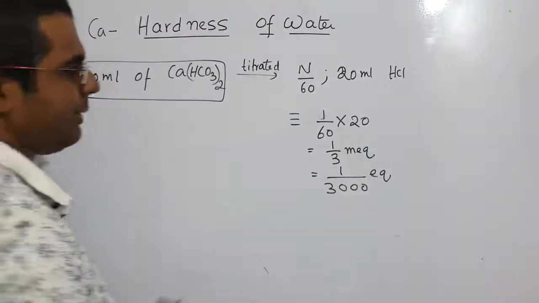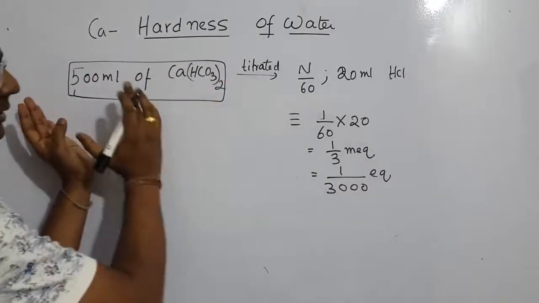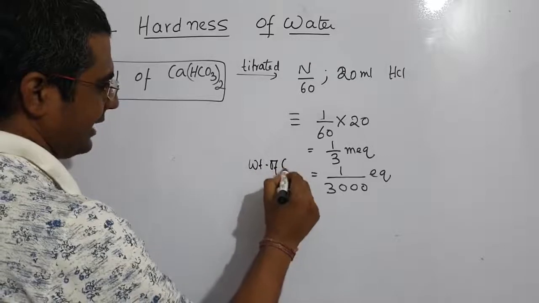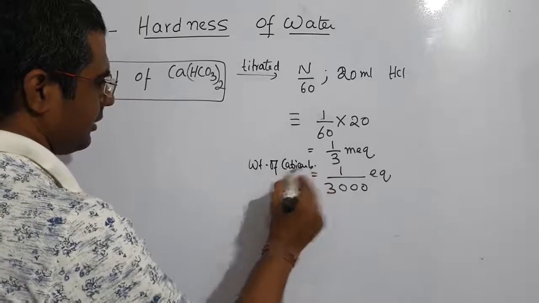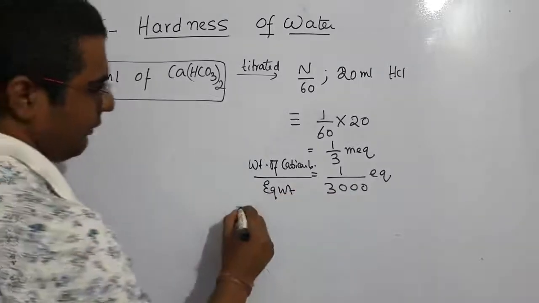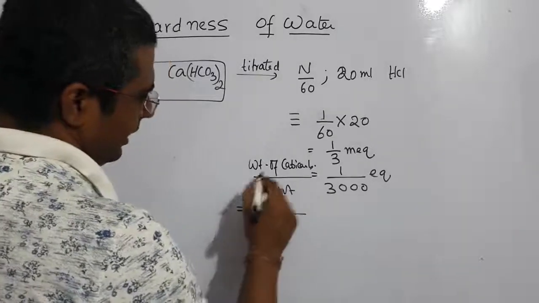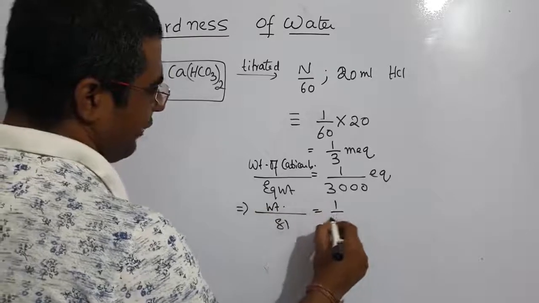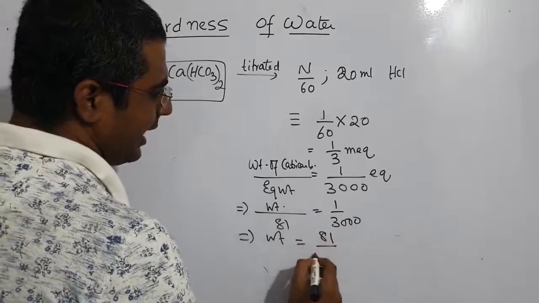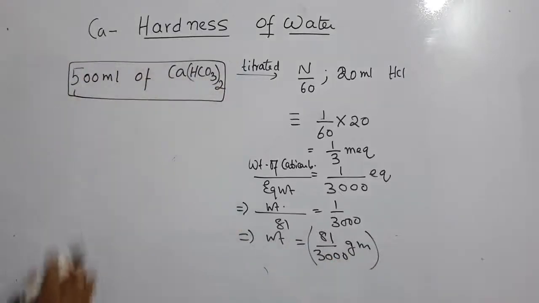Now definitely this will be the same amount of equivalence that is there over in this part, because the reaction will happen in equivalents. So I can write weight of calcium bicarbonate divided by equivalent weight of calcium bicarbonate. Now the equivalent weight of calcium bicarbonate is 81, you can check, it is 81, and the weight of bicarbonate I don't know, so 1/3000. So from here I can calculate the weight of bicarbonate as 81/3000 gram. Okay, so this is the weight of bicarbonate present in this solution.